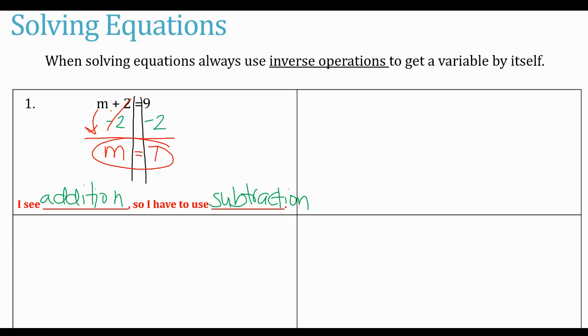So what we did was we saw addition. The opposite of addition is subtraction. You subtract the 2 on both sides, and you end up with the variable by itself. It's isolated and it's positive, so we're good to move on.